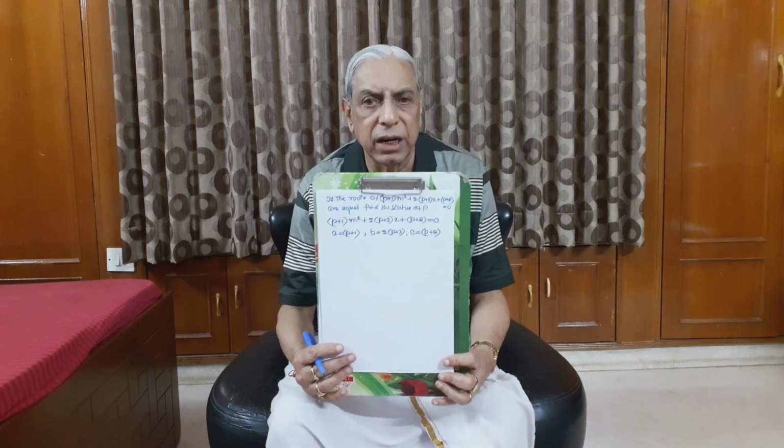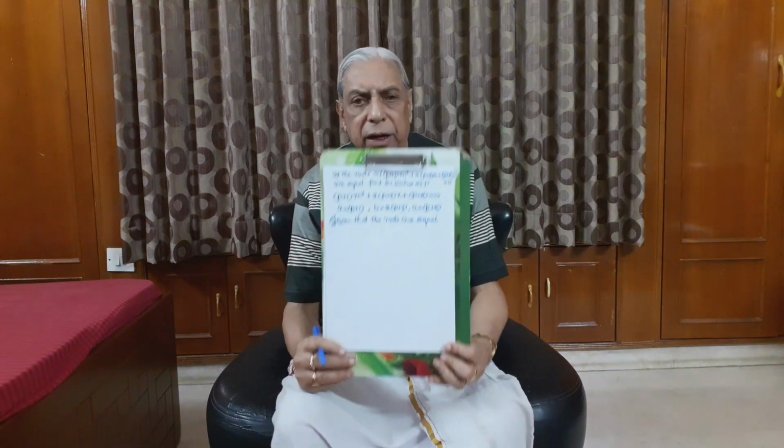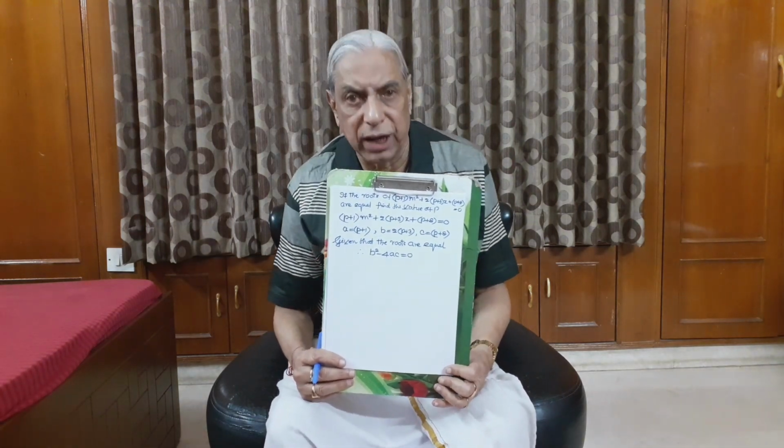Then, what is the given condition? Given condition is the roots are equal. So write down: given that the roots are equal. Write it clearly, because they have given it. Given that the roots are equal. Therefore, what is the condition? If the roots are equal, b squared minus 4ac must be equal to 0. Write it neatly: b squared minus 4ac equals 0.